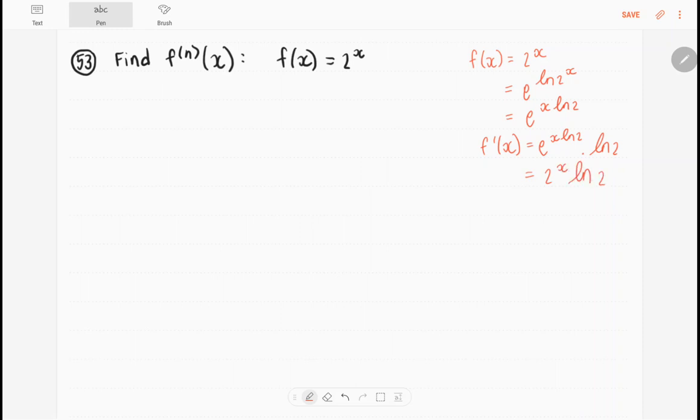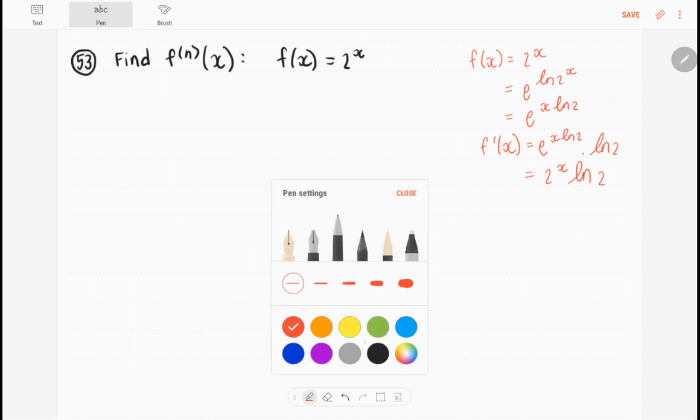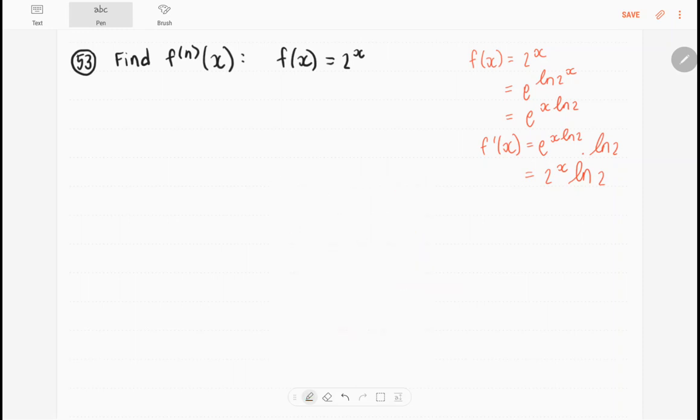So in other words, whenever we have some constant value to the exponent x, the derivative of that is simply going to be that constant value to the x multiplied by ln of what the constant value is. So if we take our first derivative of f of x, as we've just said, it is going to be 2 to the x ln 2.